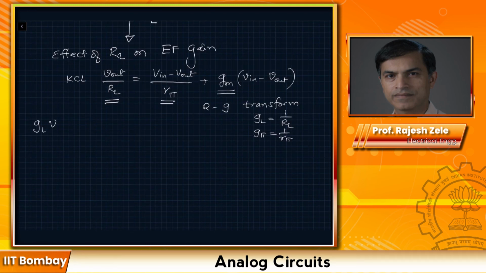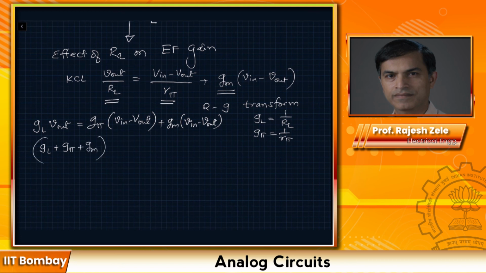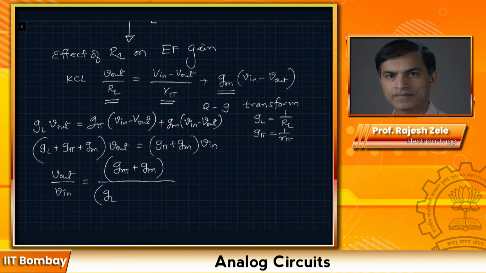So our equation becomes GL times V out is equal to G pi times V in minus V out plus GM times V in minus V out. So rearranging, we would get GL plus G pi plus GM times V out is equal to G pi plus GM times V in. So V out divided by V in, which is the gain we were looking for, would be G pi plus GM divided by GL plus G pi plus GM.